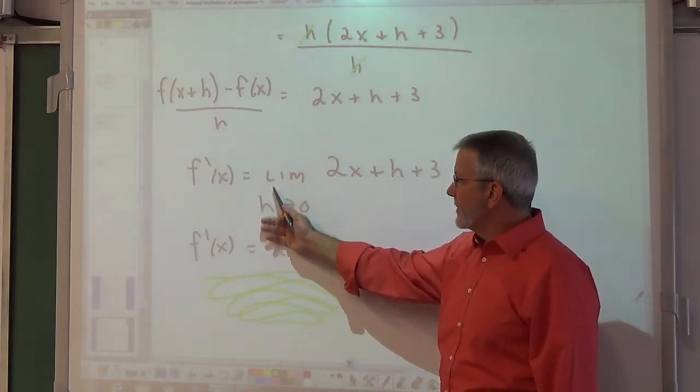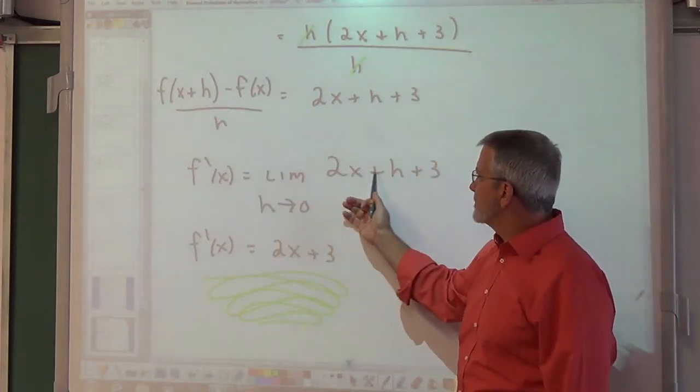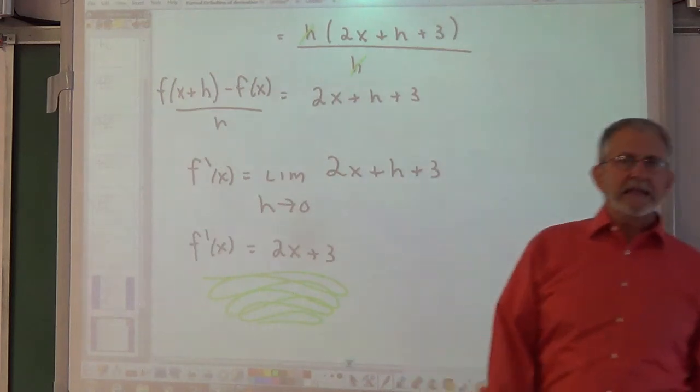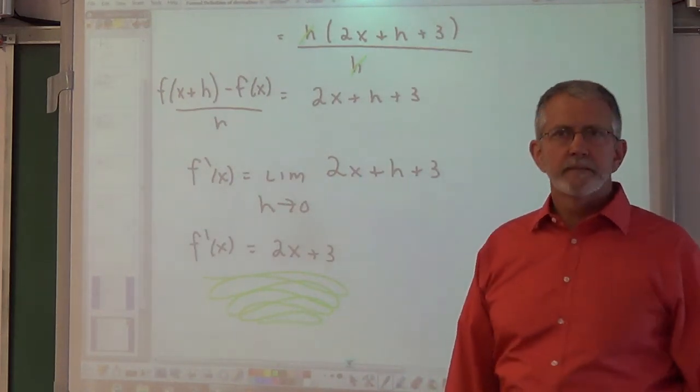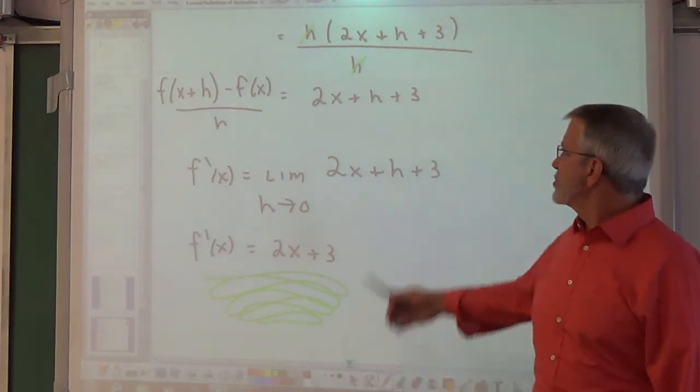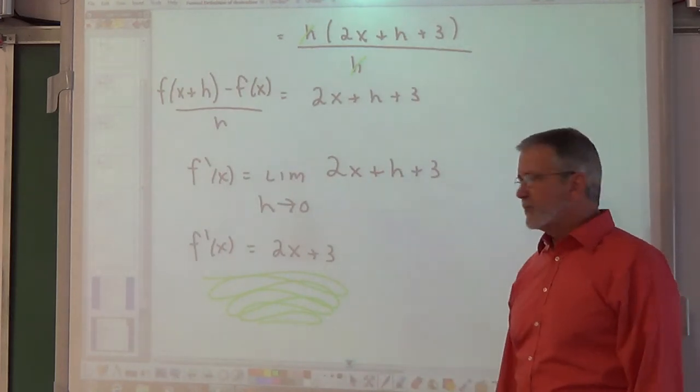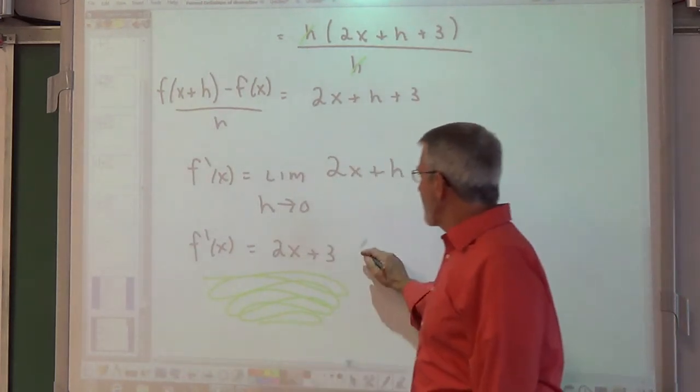F prime is the limit as h goes to 0 of 2x plus h plus 3. An easy limit to evaluate. Put 0 in for h. Bam. 2x plus 3, just like we knew.